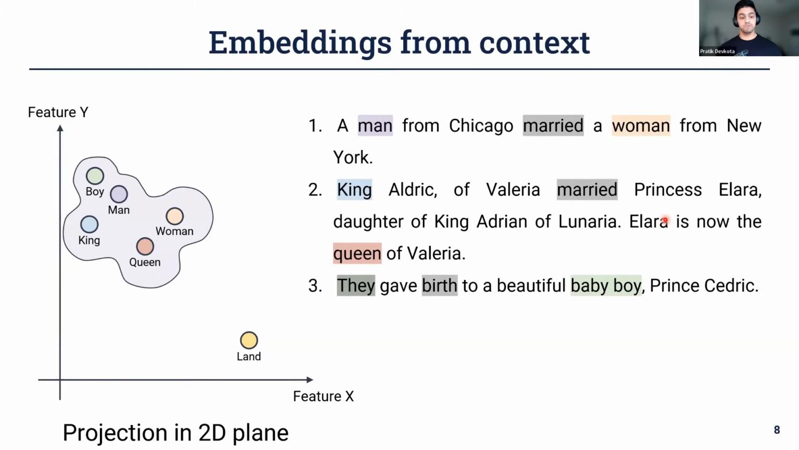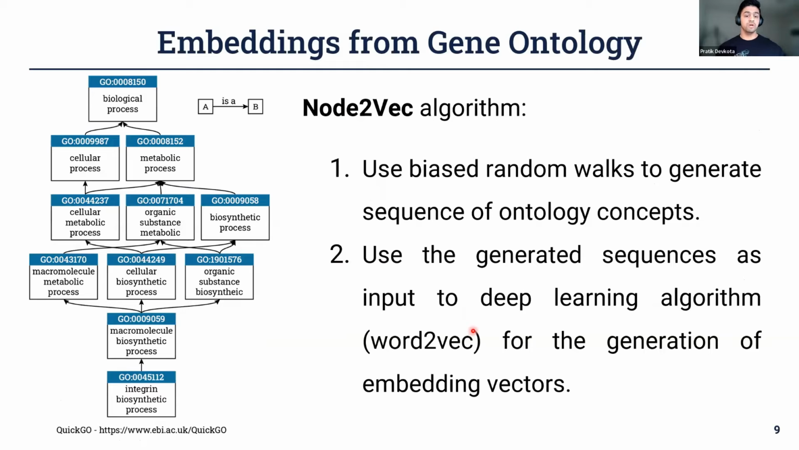Here are some of those examples. There's a married relationship between man and woman, and the same relationship exists between a king and a queen. There may be a birth relationship between parents and a baby boy. And by providing such context, such examples to a deep learning model, we can extract the embedding vectors. But how do we apply that to the gene ontology?